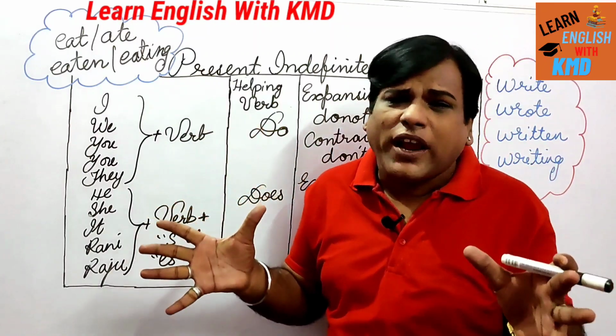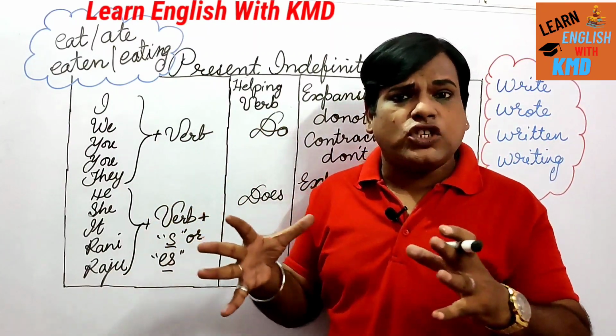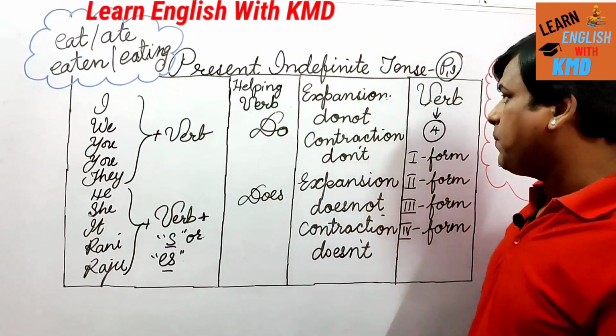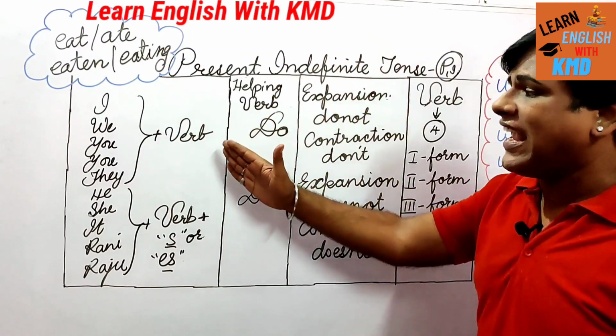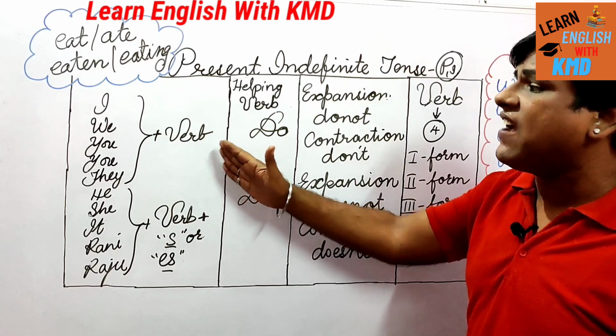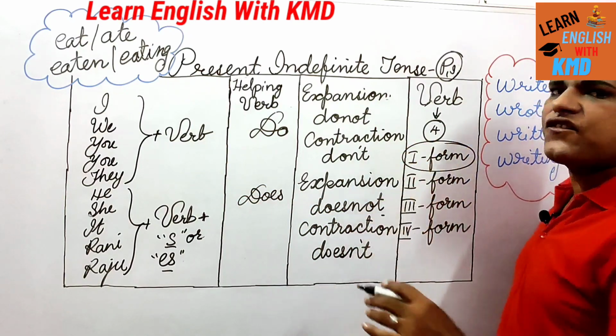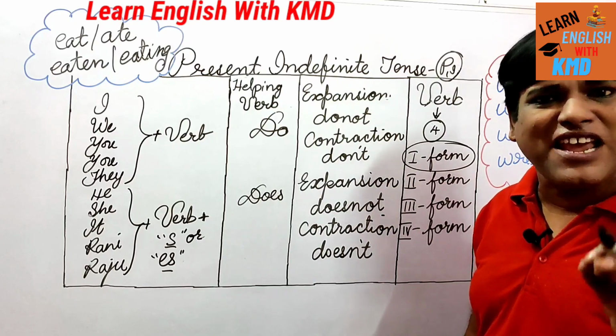Well, why am I talking about verbs? Why am I talking about all four forms of verbs? Well, I'd like to divert your attention towards an important point here. The verb we're going to use here in present indefinite tense is going to be the first form of verb. Yes, you heard me correct.